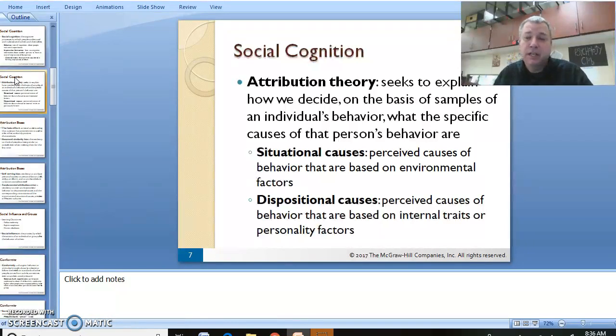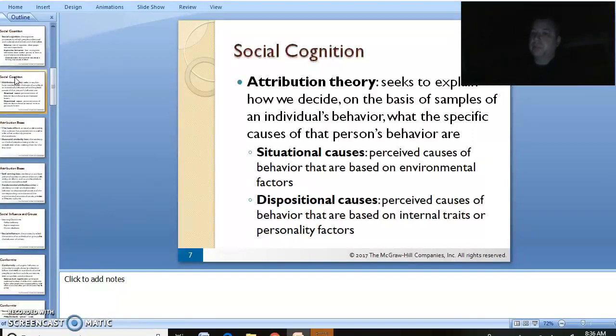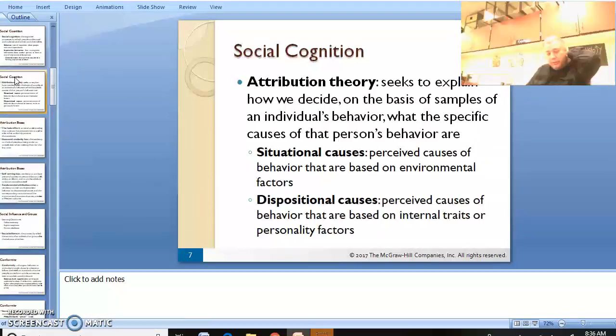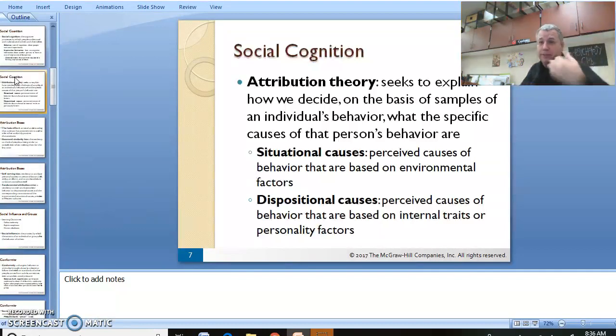Dispositional causes is when you say the guy cut me off because he's a jerk, or someone who is unemployed. Whoops, sorry. Let me turn on that light. Someone who's unemployed or poor deserves to be unemployed or poor because they're lazy. All right. By the way, I do not believe that. So those are dispositional. It's caused by their own problems or their own fault.